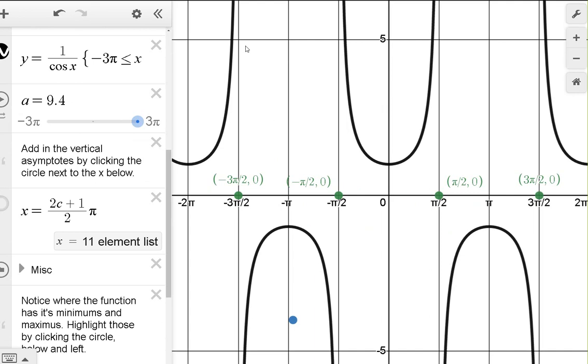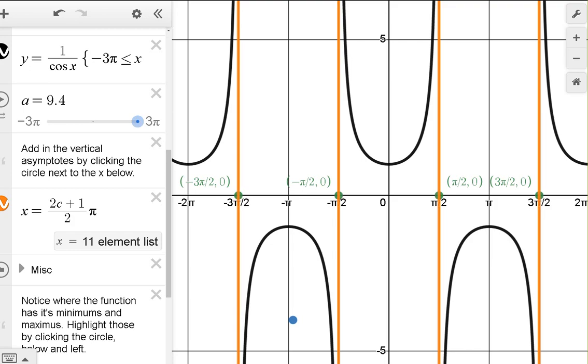One of the features you can see that's not actually going to show up on your graph on purpose is that the graph has these vertical asymptotes. Let me click this button down here, and those orange lines are the vertical asymptotes. Your graph is the stuff in between those vertical asymptotes.